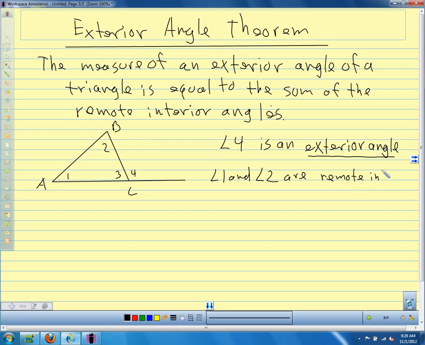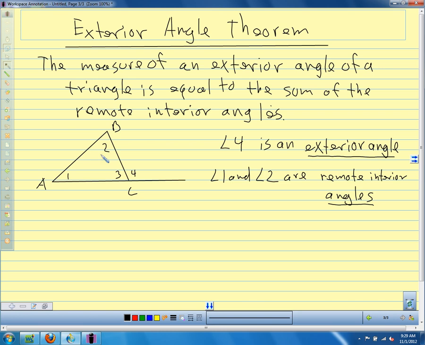What's remote? We'll say in just a second. So angle 1 and angle 2 are remote interior angles. So angle 4 is our exterior angle. Exterior just means outside. It's outside the triangle. Remote just means far away from. So angle 1 and 2 are far away from angle 4, basically. They're clear on the opposite side of the triangle from angle 4. So we call them remote interior angles. Angle 4 is an exterior angle. Angle 1 and angle 2 are the remote interior angles.